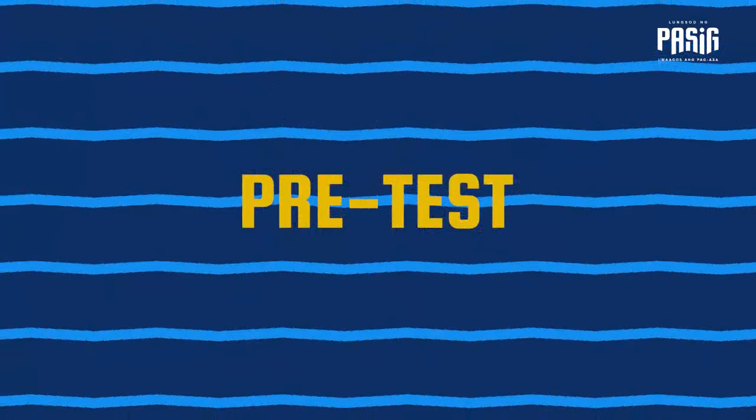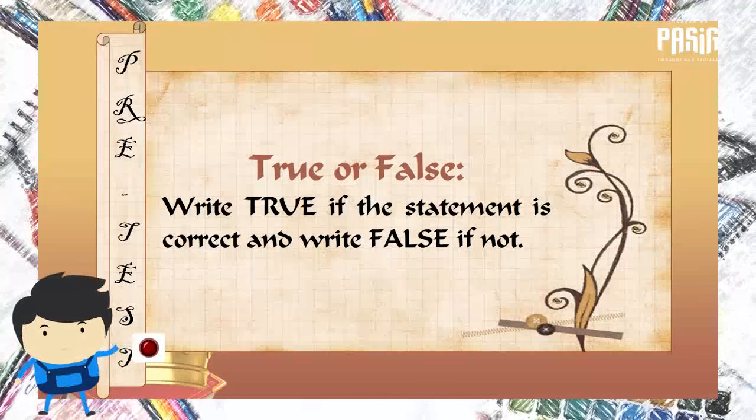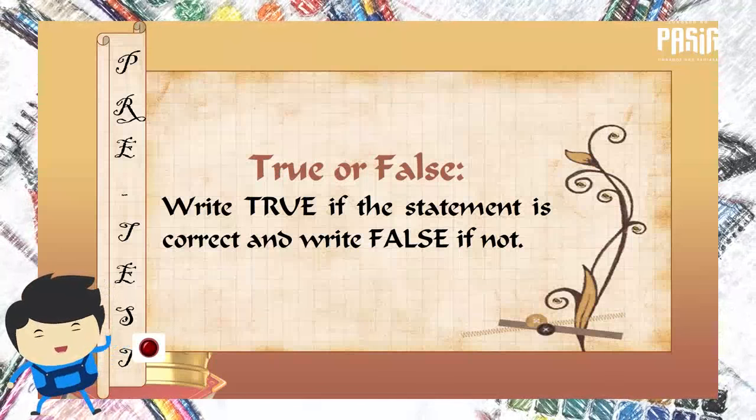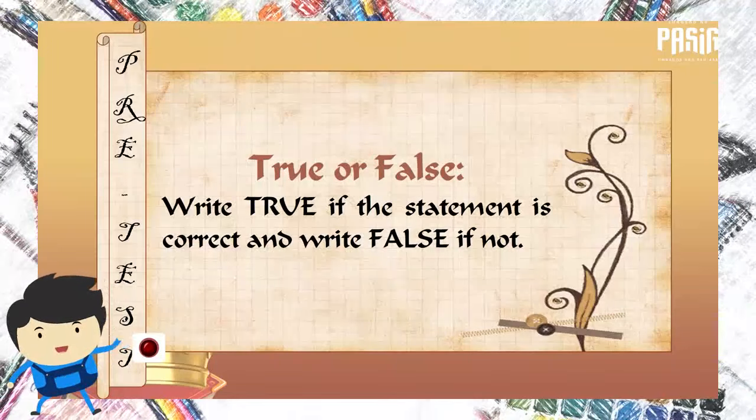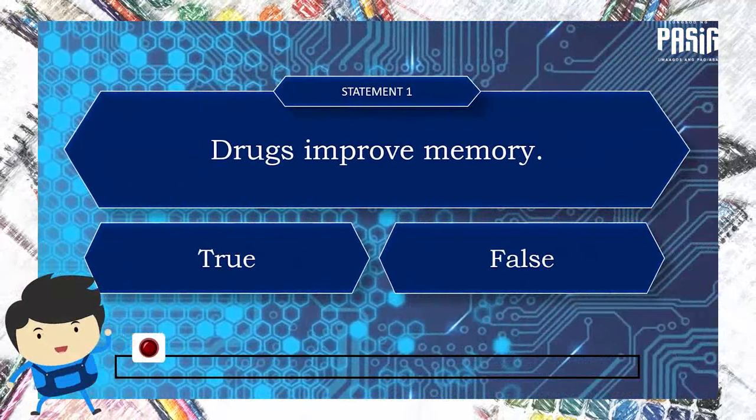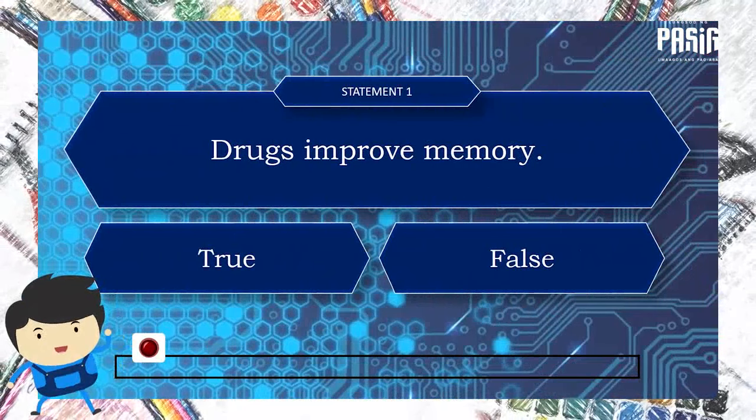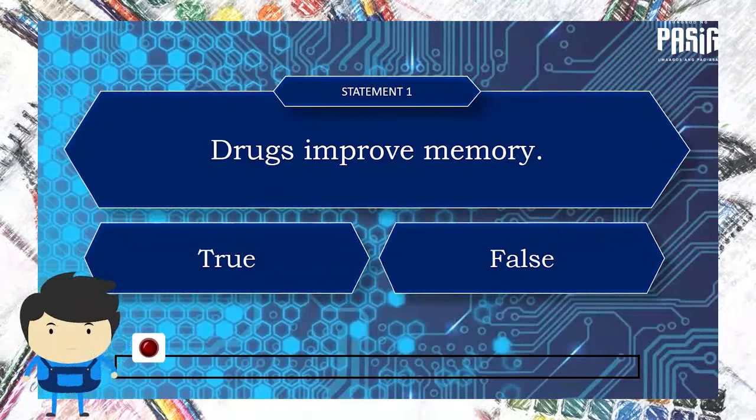But before we proceed to our lesson, let's have this pre-test. True or false? Write true if the statement is correct and write false if not. Statement number 1. Drugs improve memory. True or false? Timer starts now.